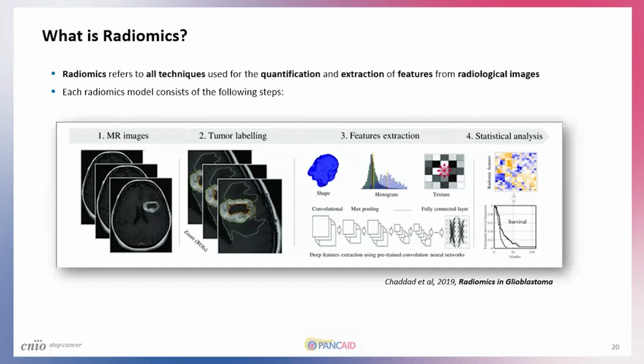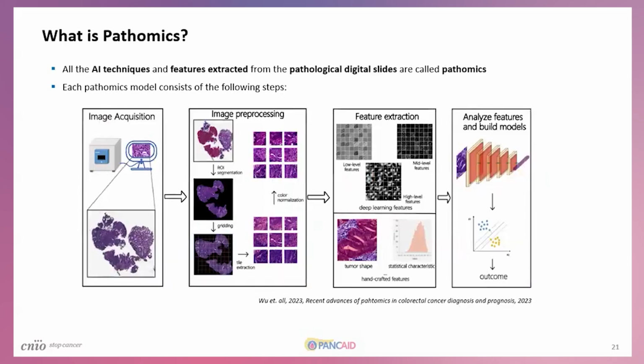But at the very beginning, it's also possible to apply some machine learning techniques that can extract features more related to the shape, the histogram, the texture of the colors. Sometimes we can also apply this type of technique. And when we have the features, we relate those features with an outcome and do some statistical analysis. With pathomics it's the same, but we change the radiological image for the whole slide image.